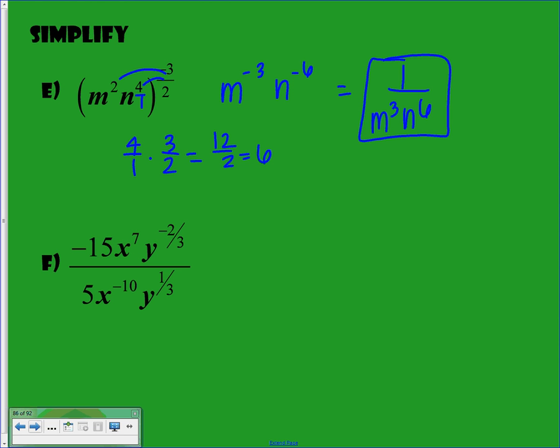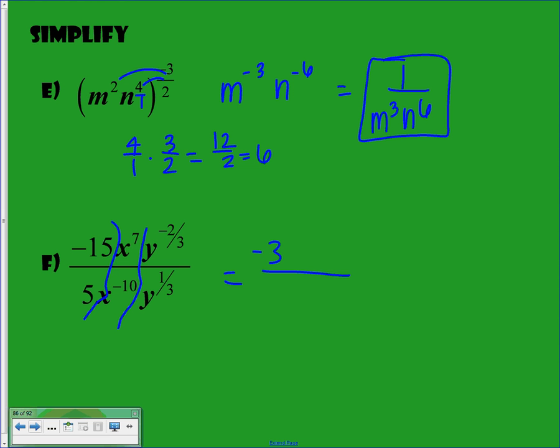Okay, just like in the beginning of the chapter, I want you to remember that there's 6 things here. There's a set of numbers, there's a set of x's, and there's a set of y's. So let's do our numbers first. Negative 15 divided by 5, those are just numbers. So negative 15 divided by 5 is negative 3. Okay, so that's done. Now I've got my x's.